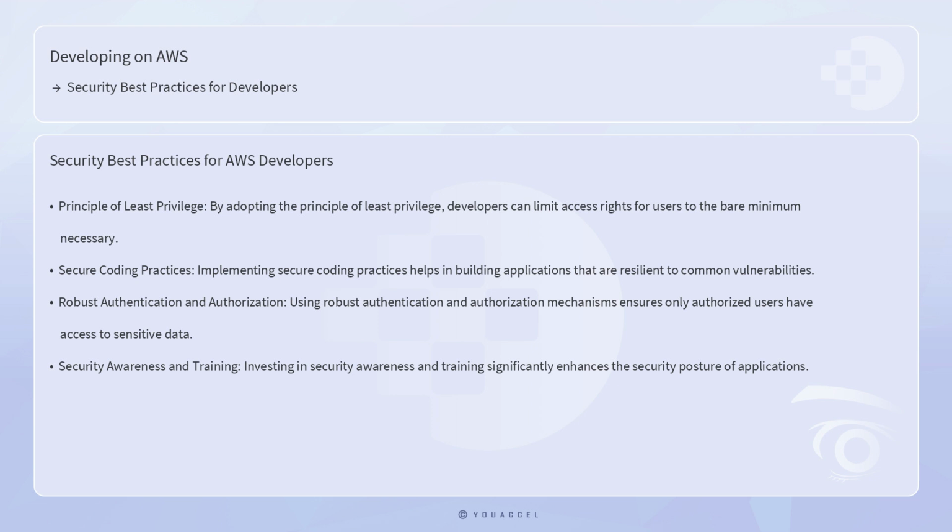In conclusion, security best practices for developers are indispensable for building secure and resilient applications on AWS. By adopting the principle of least privilege, implementing secure coding practices, using robust authentication and authorization mechanisms, securely managing secrets, regularly updating dependencies, monitoring and logging activities, encrypting data, conducting security testing, understanding the shared responsibility model, and investing in security awareness and training, developers can significantly enhance the security posture of their applications. These practices not only protect applications and data from vulnerabilities and threats, but also ensure compliance with industry standards and regulations, ultimately fostering trust and confidence among users and stakeholders.